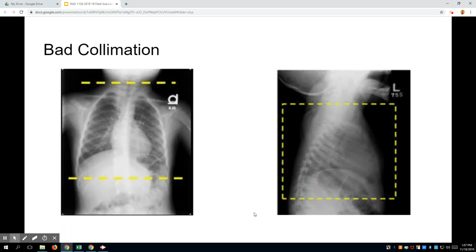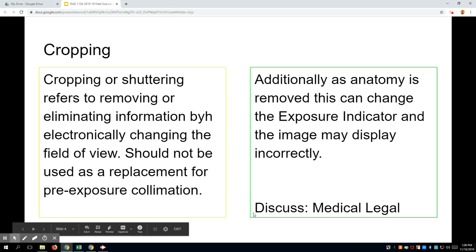Here's some bad collimation, right? If they're ordering a chest, you should give them a chest. We'll talk about cropping in a minute, which is not a good thing. Some people are just afraid to collimate. And I think it's a skill and even an art. We'll talk about that a little bit more in a minute as well. So cropping is not so good, okay? And unfortunately, you might see that because a lot of technologists out there are doing it. That doesn't mean it's right.